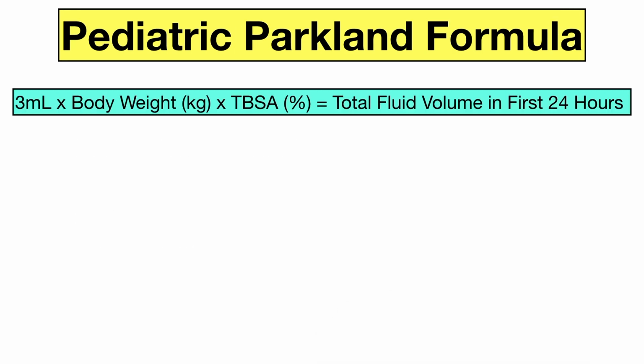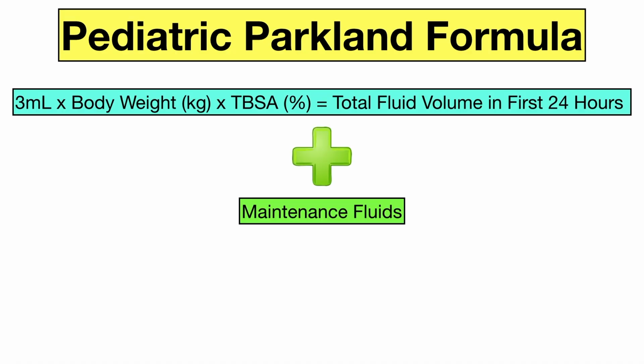Now that we know how to calculate fluids for adults, let's look at the formula for children. The formula is the same with the exception of 3 mL instead of 4 mL. So the formula is 3 mL times the body weight in kilograms times the total body surface area percentage. Children should also receive maintenance fluids in addition to their calculated fluid requirements.